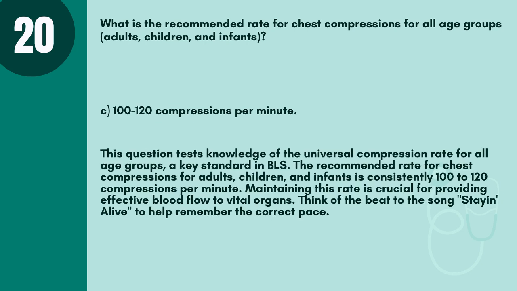Answer: C. 100 to 120 compressions per minute. This question tests knowledge of the universal compression rate for all age groups, a key standard in BLS. The recommended rate for chest compressions for adults, children, and infants is consistently 100 to 120 compressions per minute. Maintaining this rate is crucial for providing effective blood flow to vital organs. Think of the beat to the song "Stayin' Alive" to help remember the correct pace.